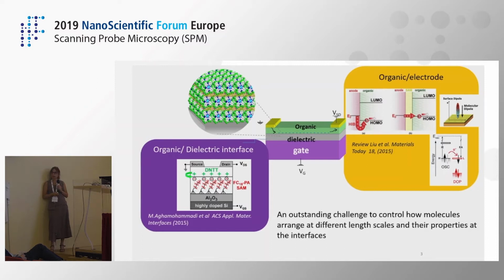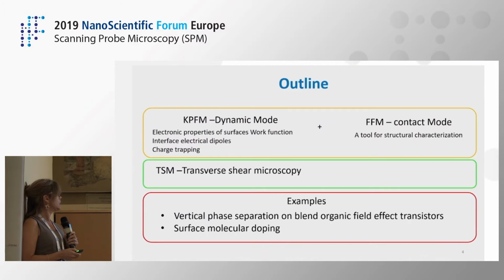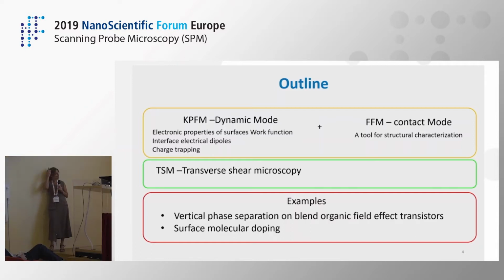So one of the challenges still in this field is to control how the molecules arrange at different length scales in the device and also at the interfaces to optimize electrical properties in the device. In my talk, I will show you how we combine the complementary information that we get from Kelvin probe force microscopy to learn about the electronic properties of the interfaces, work function, electrical dipoles, charge transfer, contact resistance, etc., and how we use frictional force microscopy as a tool for structural characterization.